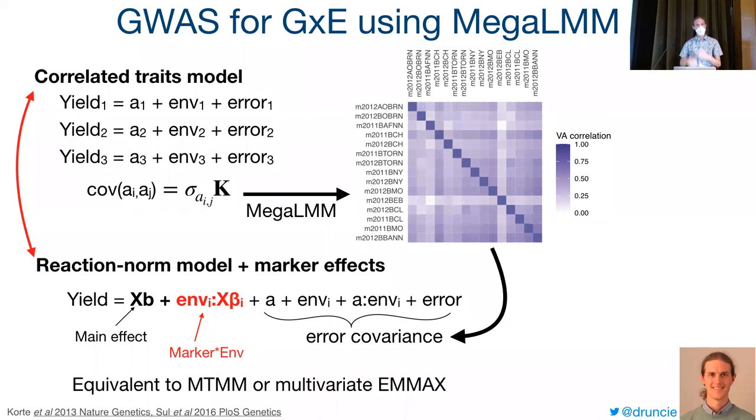This isn't new. This is the same model that's used by MTMM or a multivariate version of EMMA-X that are widely used. I think the advantage or the extension here is that because Mega LMM is able to estimate these covariance parameters pretty well, we're able to extend this multi-trait GWAS to very large numbers of traits and do it accurately.